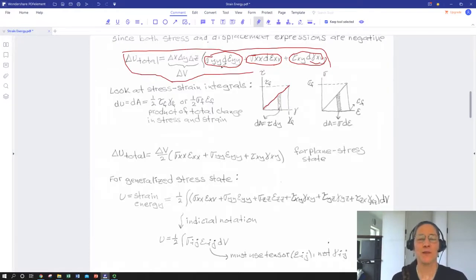So we can plop in the area under triangles, basically, for all three of these expressions. So instead of writing an integral, we can basically get the area under that triangle. So we pop a 1/2 out front, and then we just simply have base height, base height, base height. So the change in strain energy due to applying these normal stresses and that shear stress, resulting in these normal strains and that shear strain, is the original volume divided by 2.